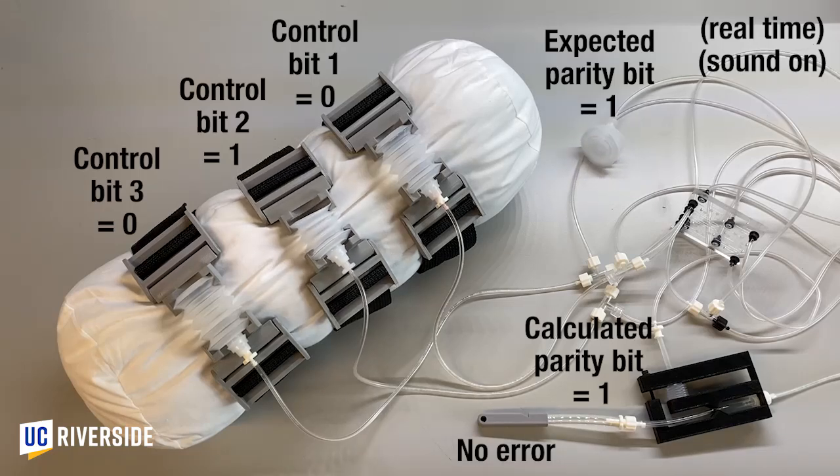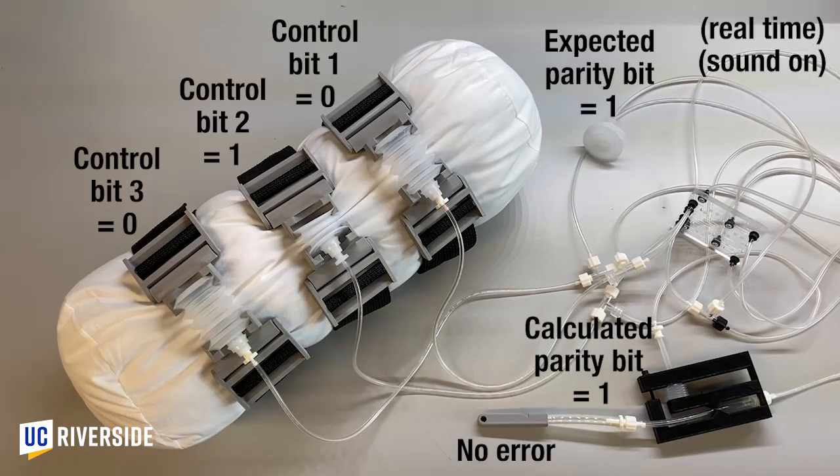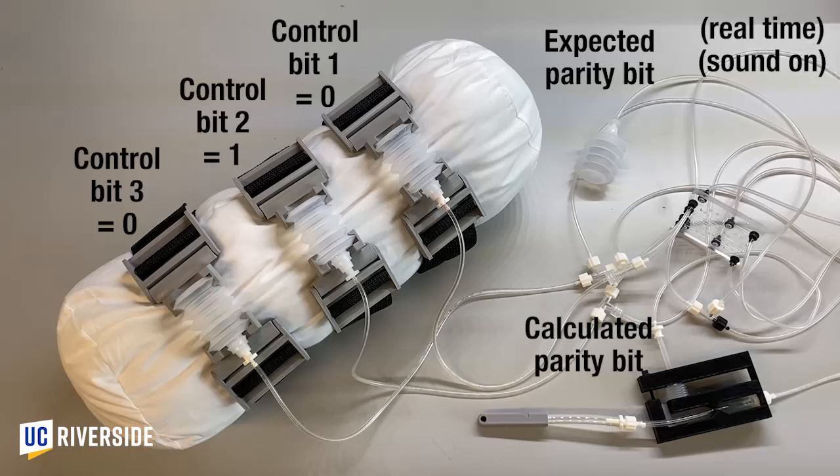Now, after this step, we will use a razor blade to puncture the bellows connected to control bit 2. This simulates the kind of damage to the device that would render it inoperable and require the attention of the user.